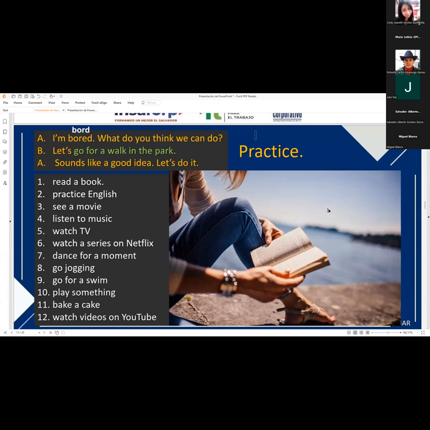Miguelito Blanco is A. Alberto Soriano is B. Okay, teacher. I'm bored. What do you think we can do? Let's dance for a moment. Sounds like a good idea. Let's do it. Excellent. Thank you. Nice. Very good. Let me see. Miguel Angel Santos is A. Maria Leticia is B.